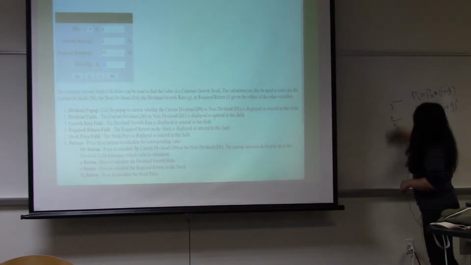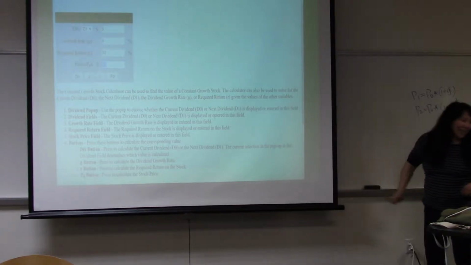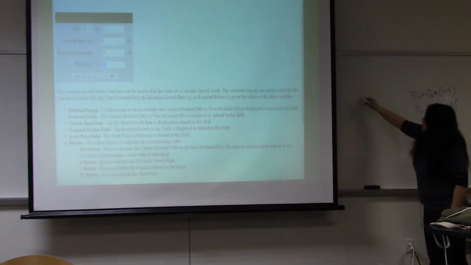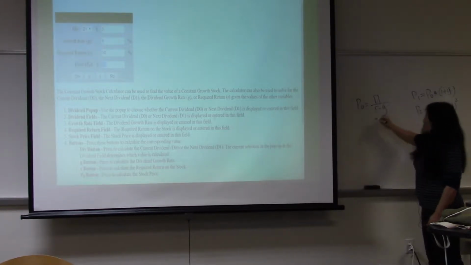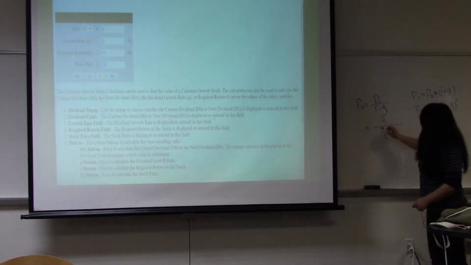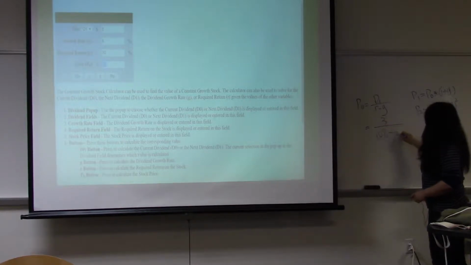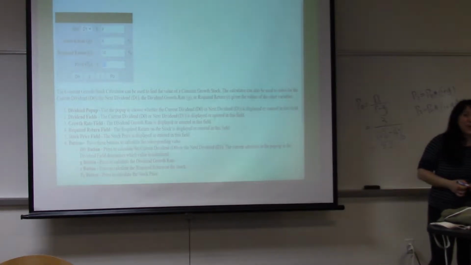Did you write down the equation? The equation is just this: P0 equals D1 over R minus G. How much is D1? D1 is 3. Yeah, this is the math. So it should be 50. 3 over 6%, $50. That's right.